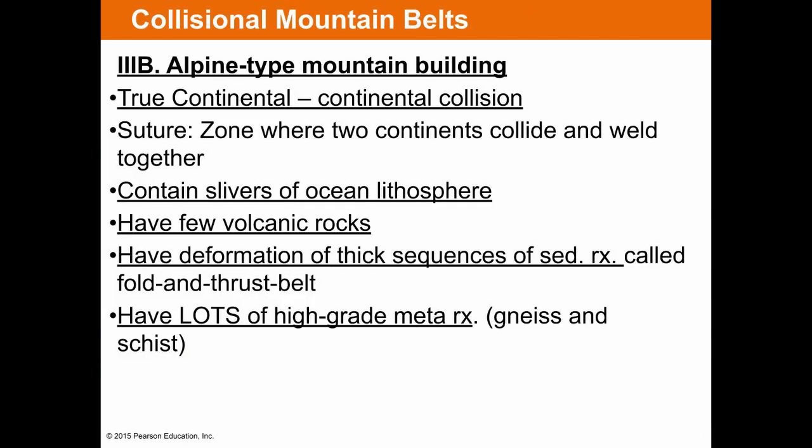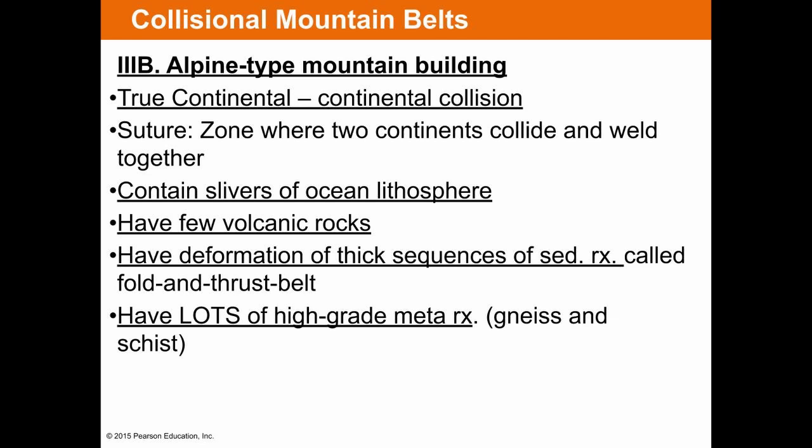So let's talk about the difference between a microcontinent collision and a true continent collision. Alpine type mountains happen when you have a suture, a zone where two continents collide and, well, weld together. You get slivers of ocean lithosphere in that, few volcanic rocks, but lots and lots of deformation of thick sequences of sedimentary rocks, fold and thrust belts, and lots of high-grade metamorphic material there, gneisses and schists.